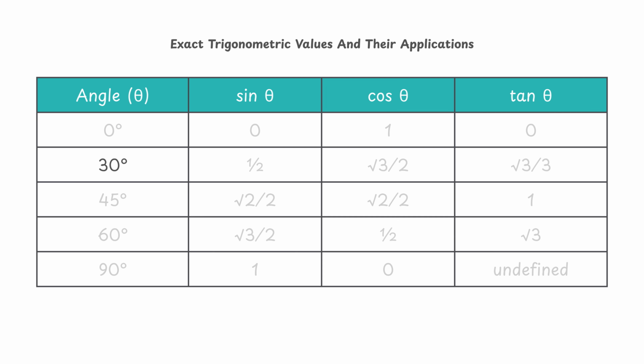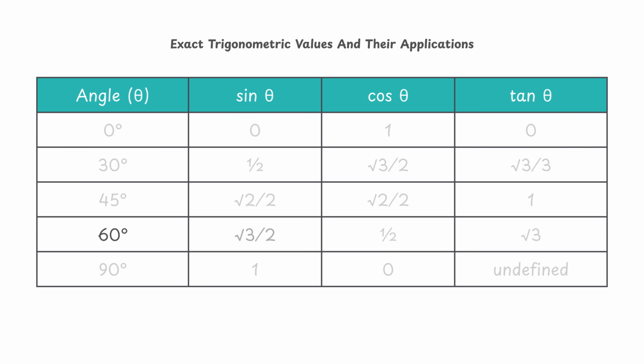Now move to 30 degrees. Sine of 30 degrees equals 1 over 2. Cosine of 30 degrees equals square root of 3 over 2. Tangent of 30 degrees equals square root of 3 over 3. Now 45 degrees. Sine of 45 degrees equals square root of 2 over 2. Cosine of 45 degrees also equals square root of 2 over 2. Tangent of 45 degrees equals 1.